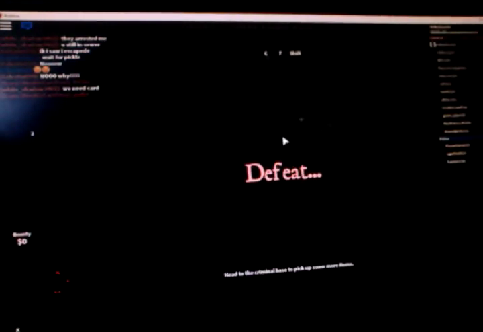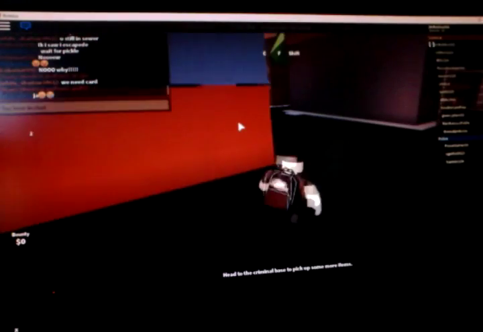Alright, so we're gonna wait about a second or two. 1, 2, 3, 4, 5-ish. And then we're gonna jump on the fence. And we should get spawned at the criminal base. Boop, like that. There you go. Now we're spawned at the criminal base.